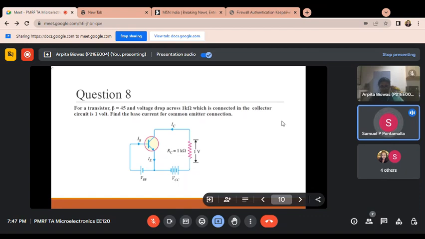I found that. 45. IB is equal to beta into 1 milliamps. 45 into 1 milliamps, 45 milliamps. How will it be 45 milliamps?